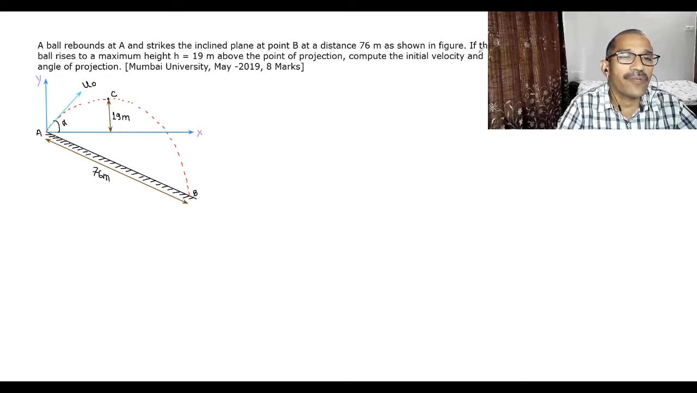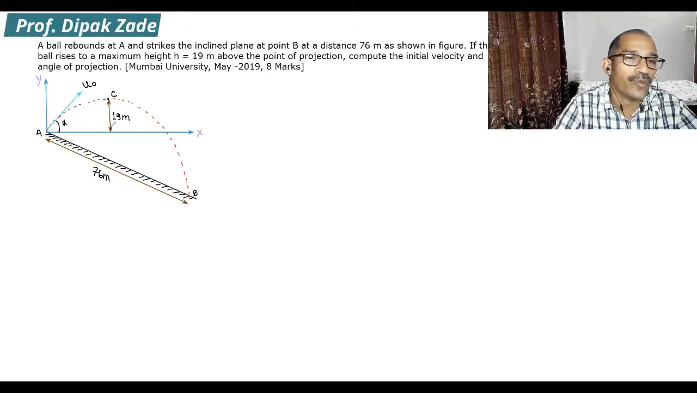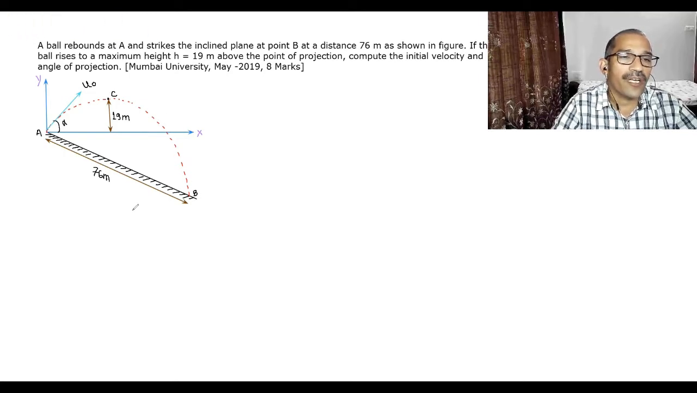Now this figure is given in the problem. In the figure, the ball is projected from A with some u0, at an angle alpha which is unknown. During its motion the ball attains 19 meter, so C is the maximum height reached by the projectile. Finally the ball strikes the ground, and you have to find u0 and alpha.